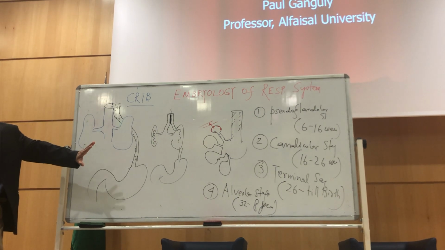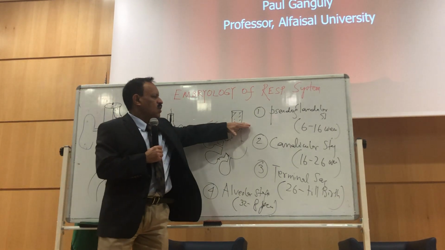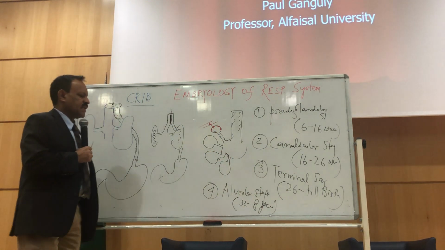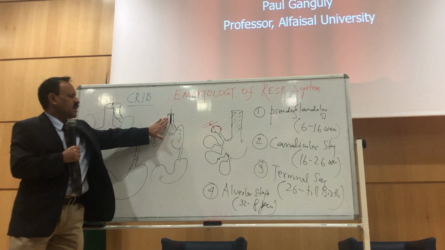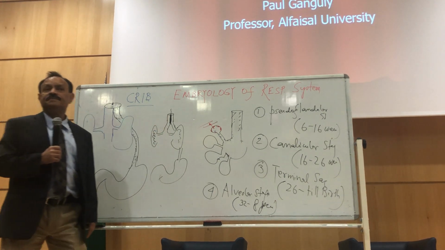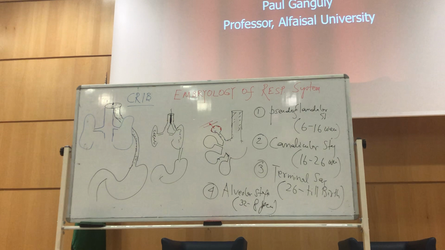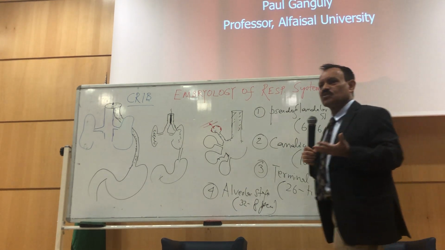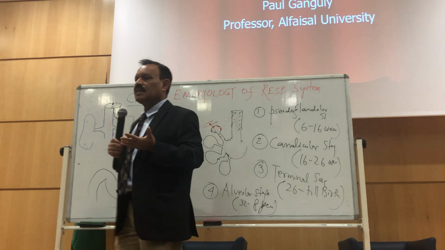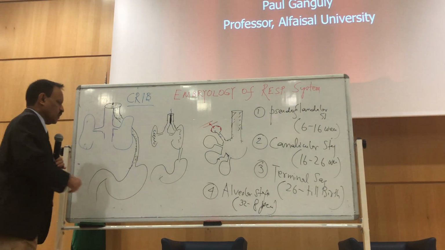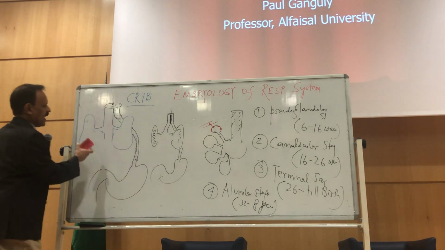Fourth week starts as pseudoglandular, canalicular, terminal sac. Sac is important, and then the alveolar stage to 8 weeks. How it starts is over here. A baby can be born, and the baby is drinking milk and immediately getting some choking sensation. I told you that many times. That is translated into what we call tracheoesophageal fistula.